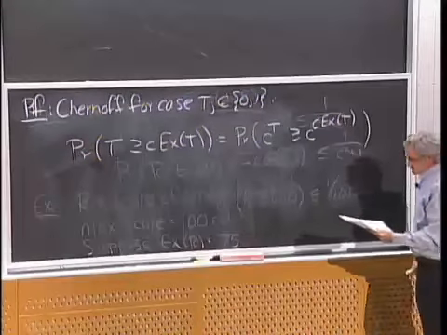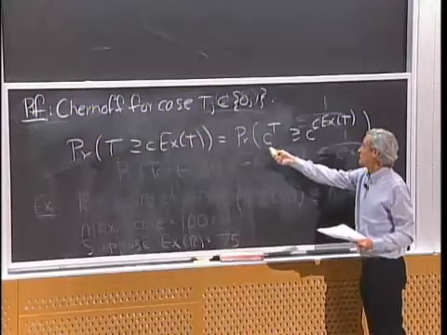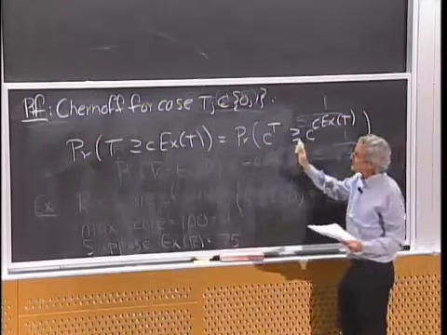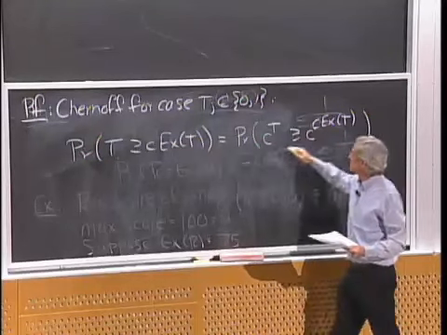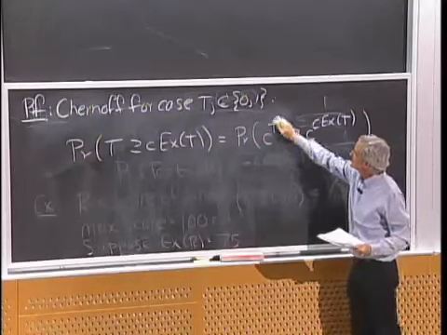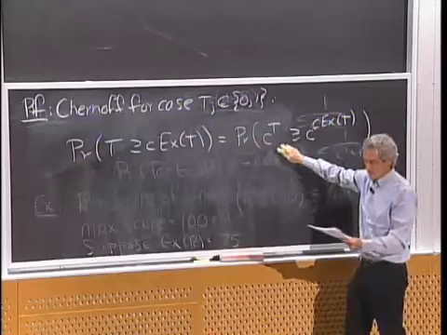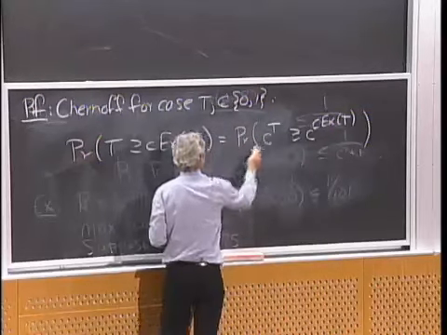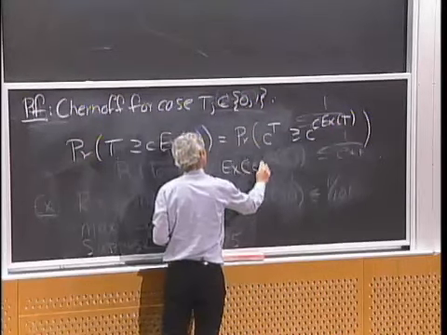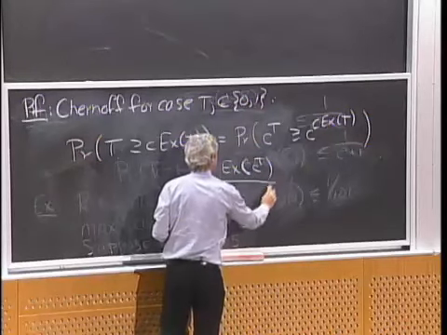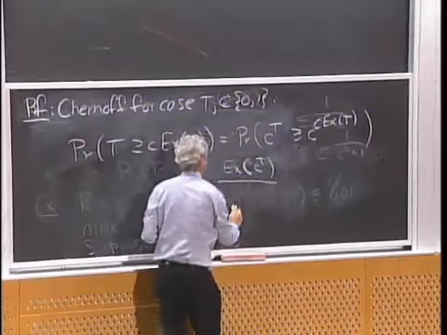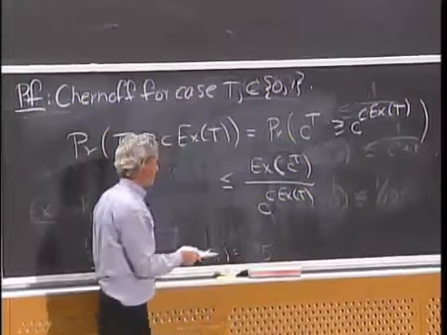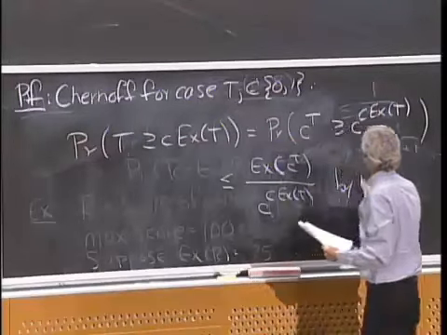And then I'm going to apply Markov, like we've been doing all day, to this. Now, since T is positive and c is positive, these are equal. And this is never negative. So now, by Markov, this is simply upper bounded by the expected value of c to the T, divided by this. And that's by Markov. So everything we've done today is really Markov in disguise.